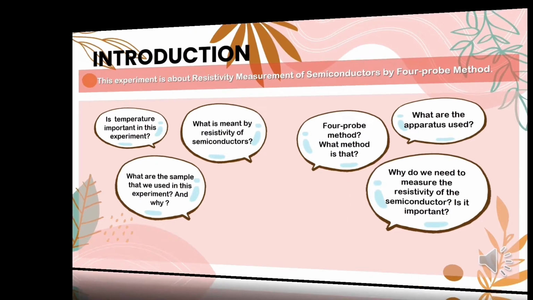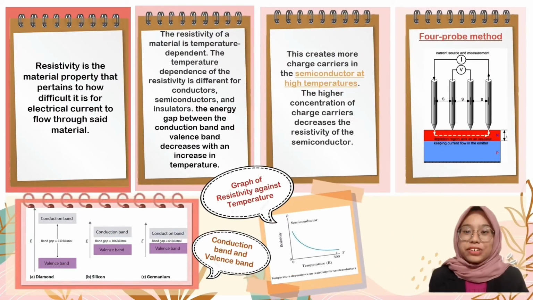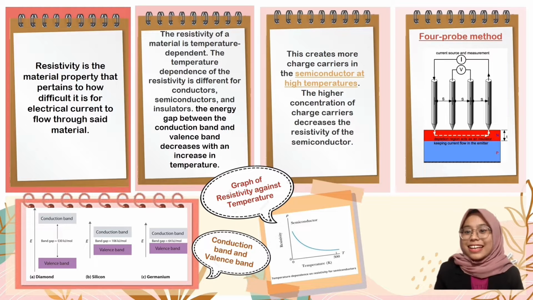Is it important? Resistivity is the material property that pertains to how difficult it is for electrical current to flow through said materials. Materials with high resistivity are known as insulators, while materials with low resistivity are known as conductors. The resistivity of a material is temperature dependent. The temperature dependence of the resistivity is different for conductors, semiconductors, and also insulators.